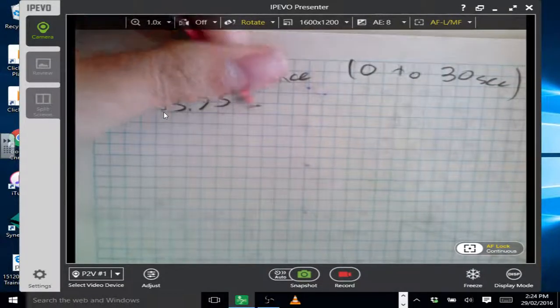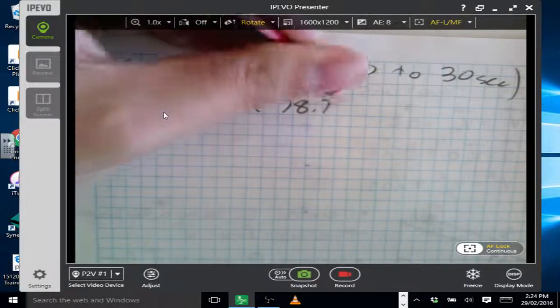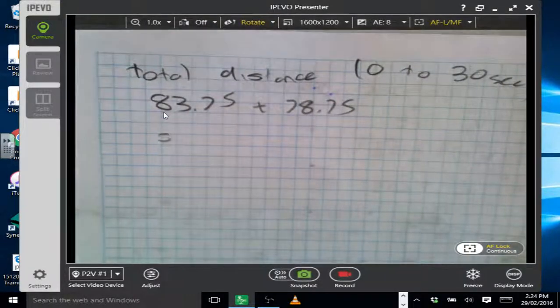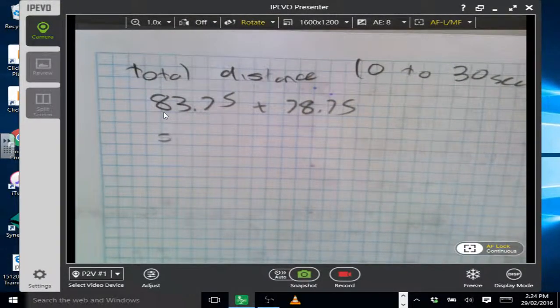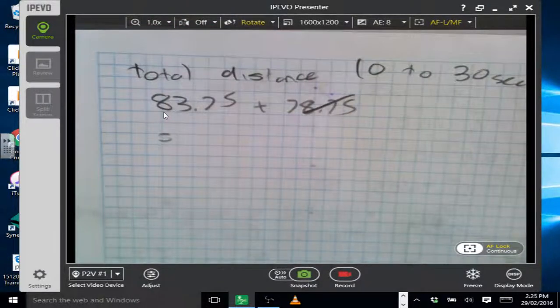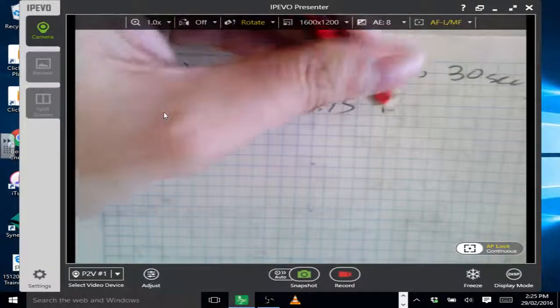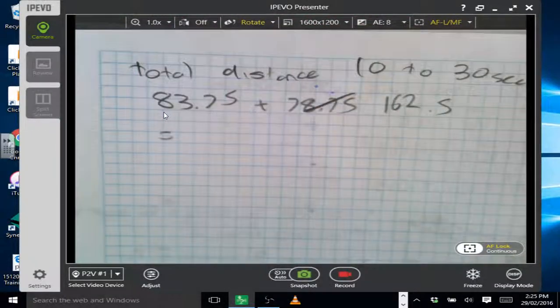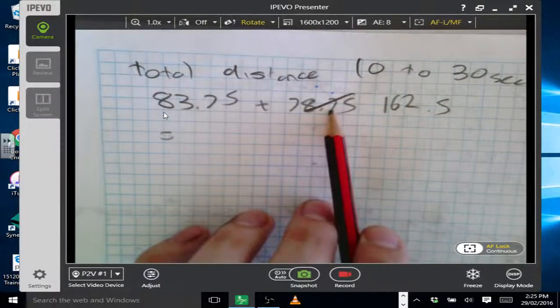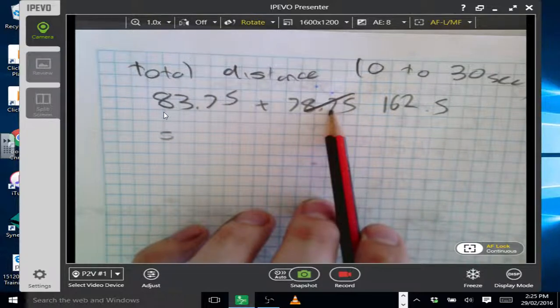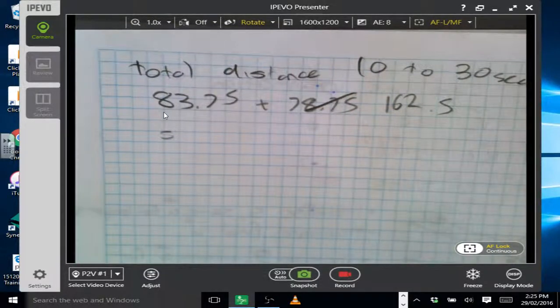83.75 plus 78.75 equals, sorry, that was the final answer. Whoops, wrong one. Sorry, plus 126.5. That was it. 162, yeah, 162.5. Wasn't that the west? Yeah, that was the final result of the displacement. Sorry, wrong one. All right, guys, keep it down. You're distracting me.